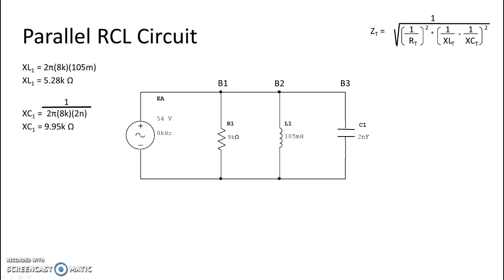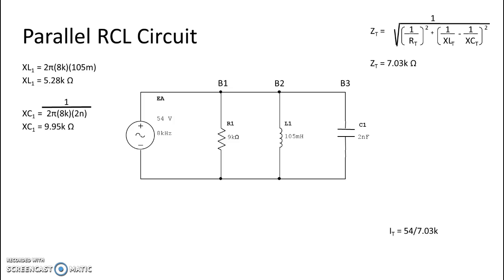So, for instance, your inductive reactance and your capacitive reactance, they have to be inverted and subtracted from each other before they are squared. So they must be done in that order. So please pay attention to this on order of operation. It is particularly important. Alright, impedance you get for this one is 7.03 k ohms.